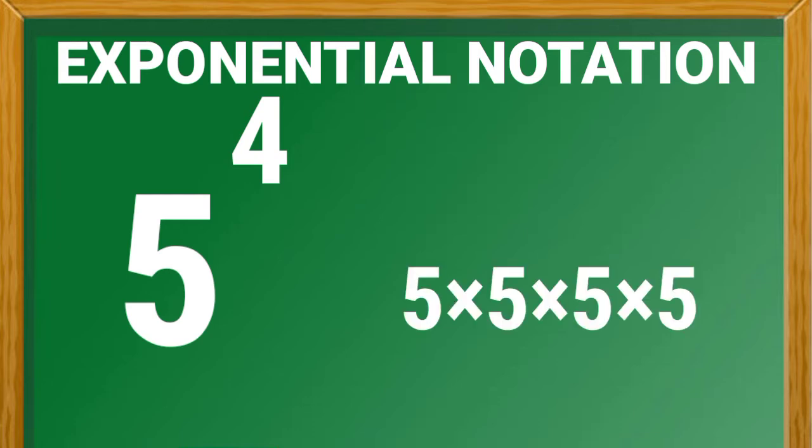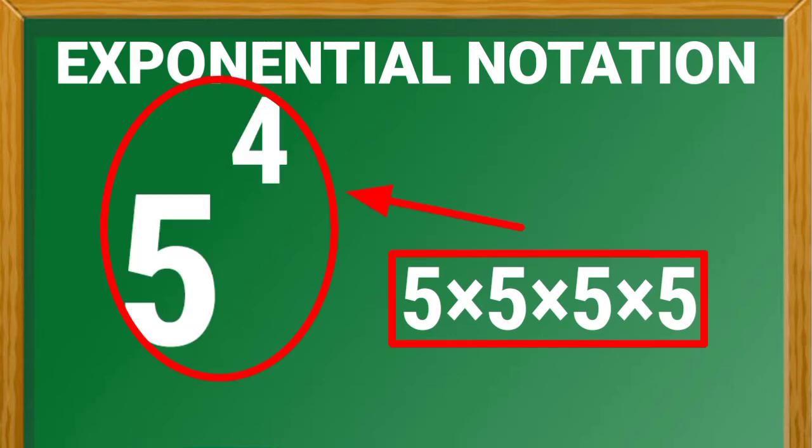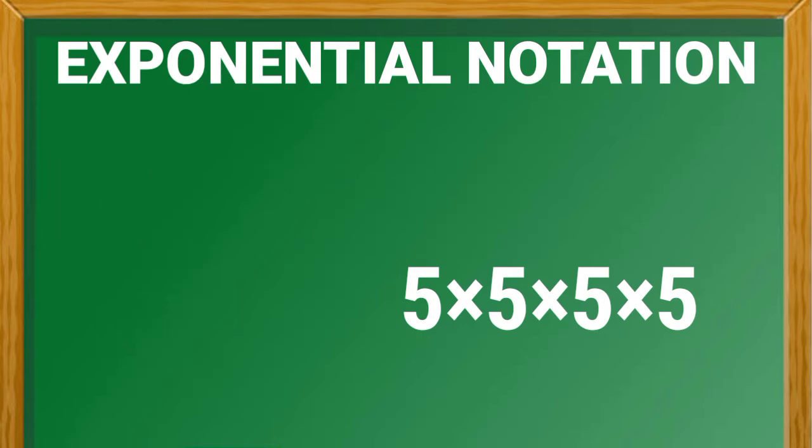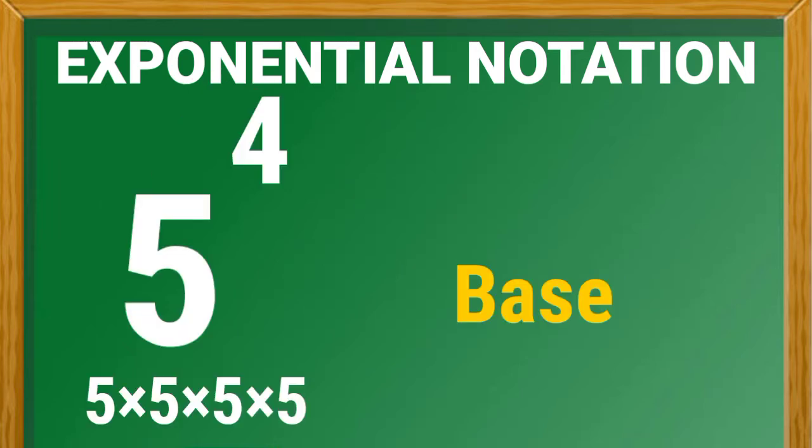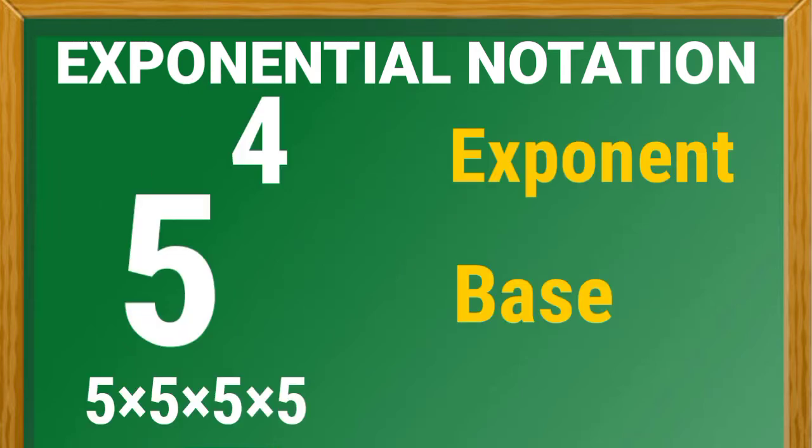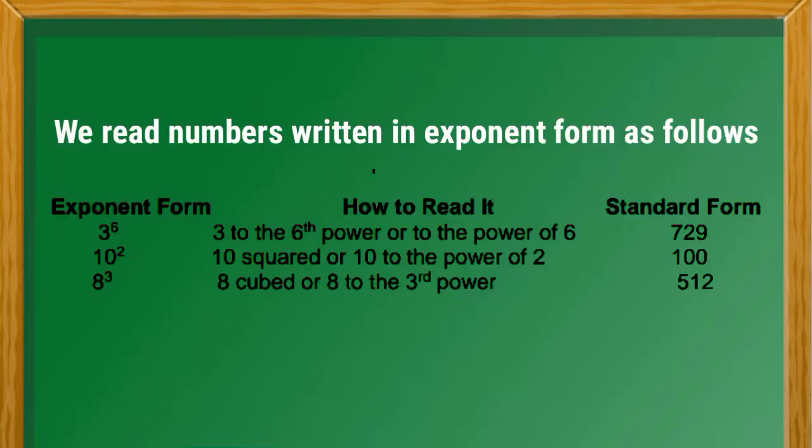Example, 5 times 5 times 5 times 5, which is written in factor form. As you can see here, the number 5 is repeated 4 times. And it can also be written as 5 to the power of 4 in exponential notation, where 5 here is the base and 4 is the exponent. And it can also be written in standard form as 625. It is the result of multiplying 5 four times.